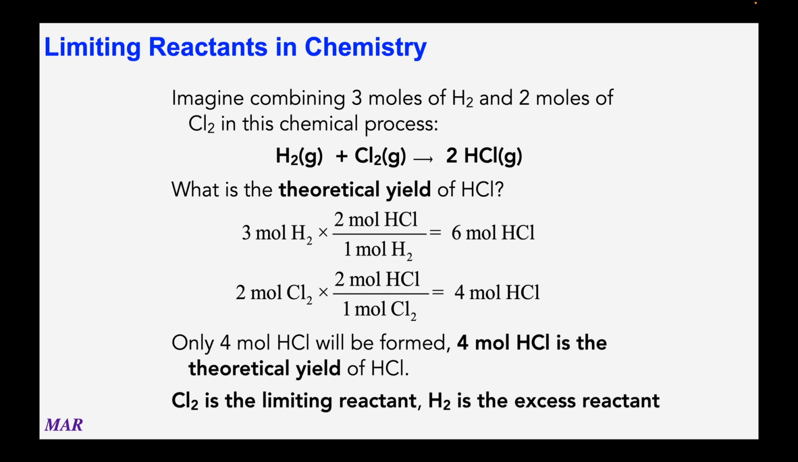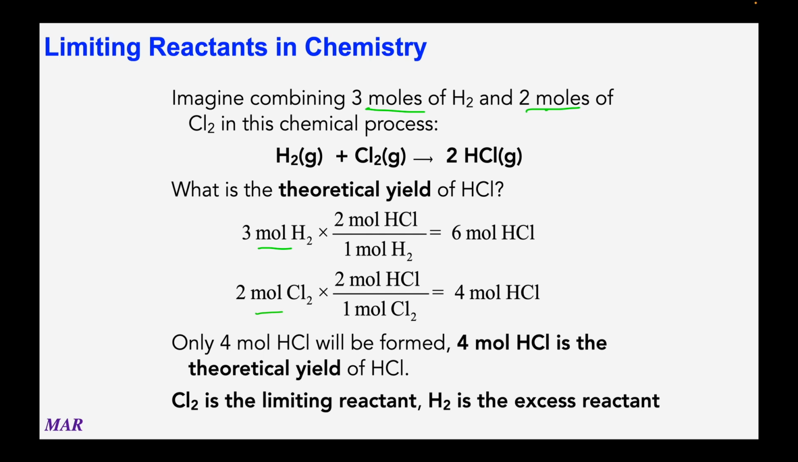So what we're going to do is use essentially a stoichiometric ratio of the balanced reaction. It's going to be 2 moles of HCl per 1 H2 or 2 moles of HCl per 1 Cl2. So you take both of those initial amounts, 3 moles and 2 moles, and use the appropriate reaction ratio. It's always 2 to 1, but you're going to have different reactants on the bottom. And lo and behold, you get 6 moles HCl from the H2 and 4 moles HCl from the Cl2.